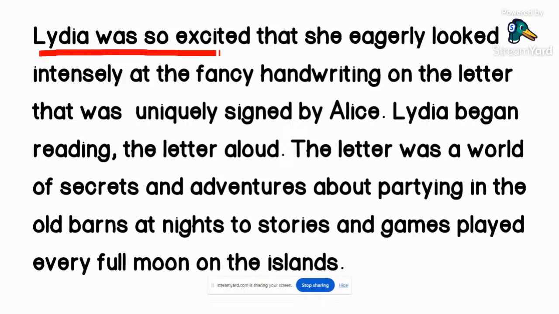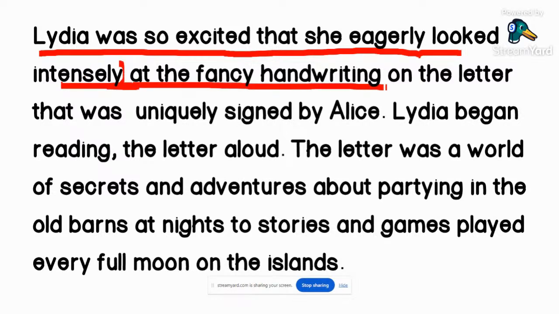Julia was so excited that he eagerly looked intensely at the fancy handwriting on the letter that was uniquely signed by Alice.